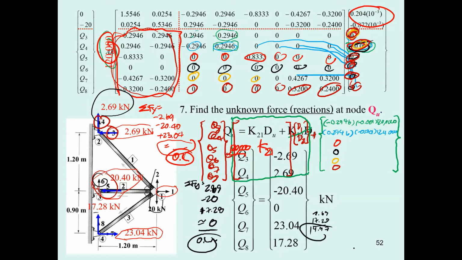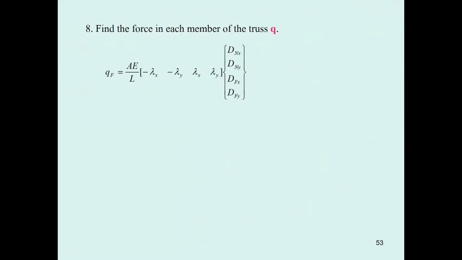Okay, and then you conclude your calculation is correct. But if not, what happened? You got to do everything again, to check from the start until this point. Don't go further because there is something wrong in your calculation. Now you get what? You get the displacement, you get the reaction, then you got to find the internal forces of each member.